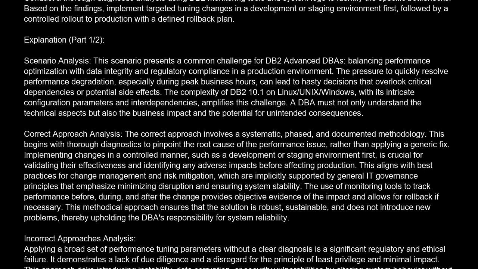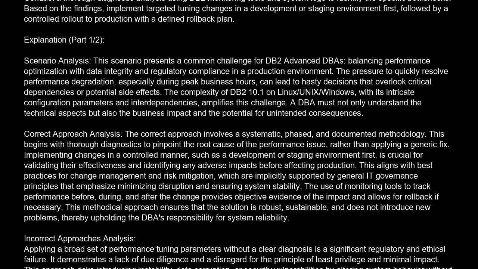This aligns with best practices for change management and risk mitigation, which are implicitly supported by general IT governance principles that emphasize minimizing disruption and ensuring system stability. The use of monitoring tools to track performance before, during, and after the change provides objective evidence of the impact and allows for rollback if necessary. This methodical approach ensures that the solution is robust, sustainable, and does not introduce new problems, thereby upholding the DBA's responsibility for system reliability.